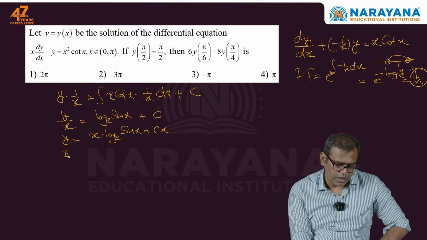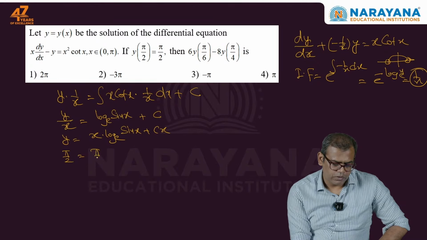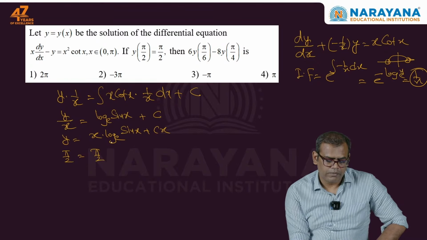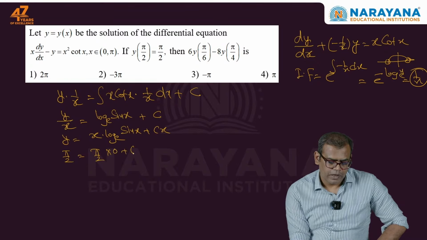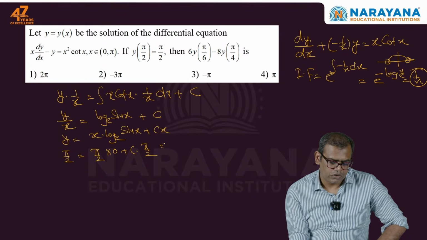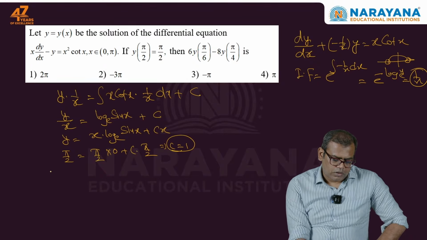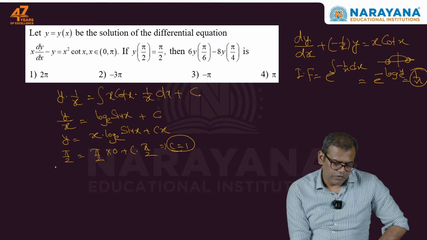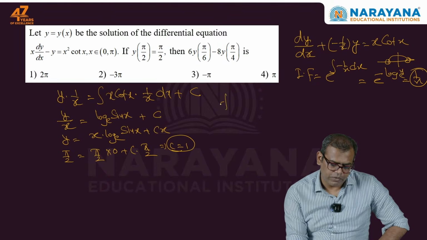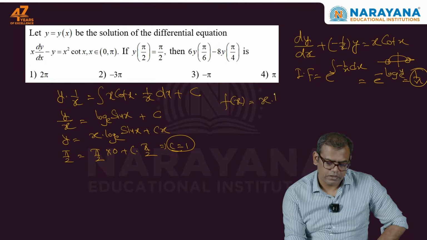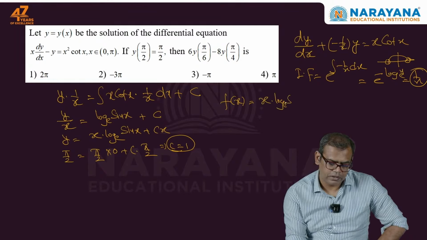So put here pi by 2, pi by 2. So ln 1 will come, so it is 0, and c into pi by 2. Pi by 2 is cancelled from both sides, then the constant term c is equal to 1, right? Now what we have to do, finally, the function f of x came, y is denoted by f of x, equal to x into ln sin x plus c x, with c is 1, right? This function came.